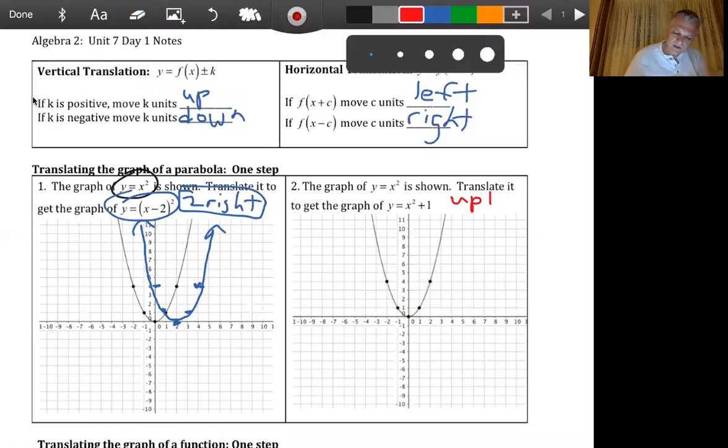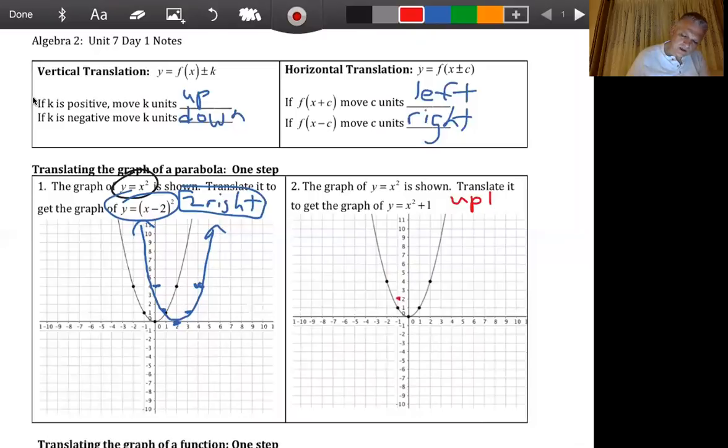So let's just do that. So let's take this point right here. That point is at -2, 4. Now it's going to be -2, 5. Let's take the point -1, 1. We're going to move it up 1 unit. Now it's going to be -1, 2. Let's take 0, 0. Move it up 1 unit. It's at 0, 1. Let's take 1, 1. Move it up 1. It's at 1, 2. And then let's take 2, 4. Move it up 1. And it is at 2, 5.